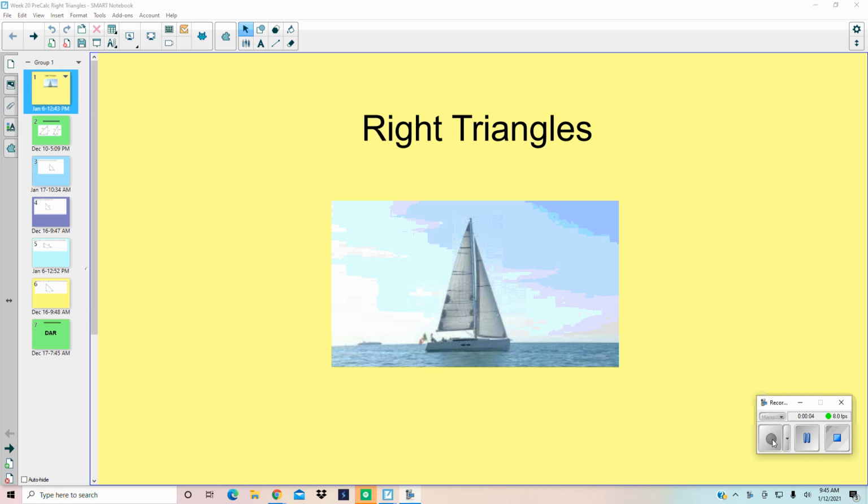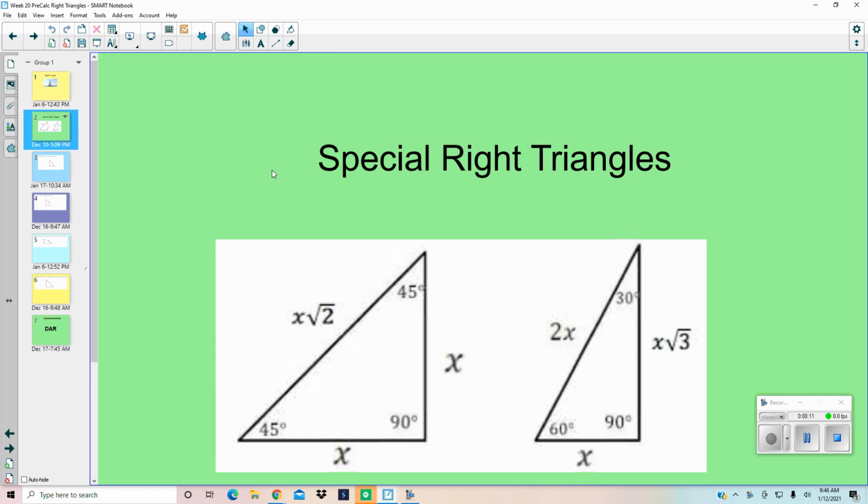With right triangles, so it should be a simple assignment for you this week. Two common right triangles are 45, 45, 90 and 30, 60, 90.